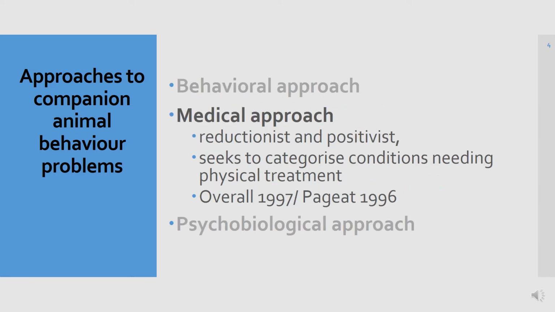The second approach is the medical approach. This is typical of sort of the modern medical revolution, which is very reductionist and positivist. It focuses on what can be physically identified. So it structures problem behaviour in terms usually of disorders, problems in the nervous system, which need to be treated usually with some sort of physical intervention such as medication.